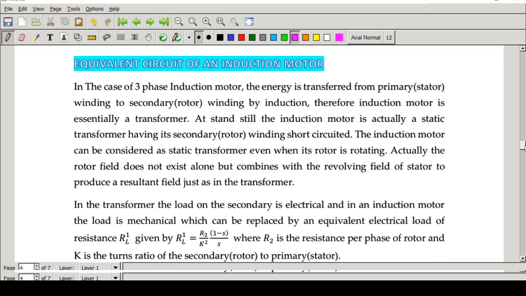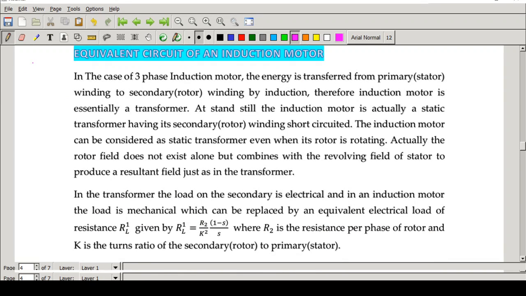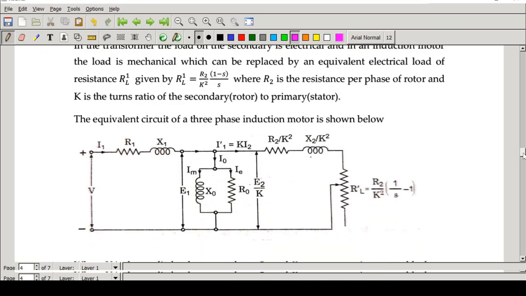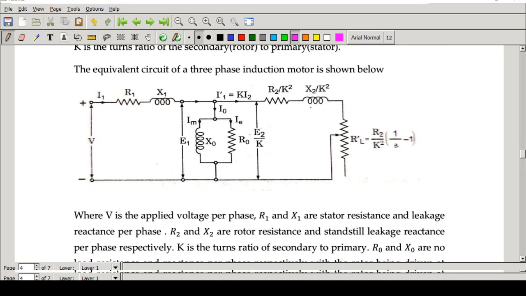Now what we are going to do is try to draw the equivalent circuit of the complete three-phase induction motor. You can see it here. Now this V is the applied voltage. One very important thing is that when we draw the equivalent circuit of a three-phase induction motor, we are actually drawing the per phase equivalent circuit diagram. We are drawing the equivalent circuit for just one phase. So this is very important. It is the per phase equivalent circuit.